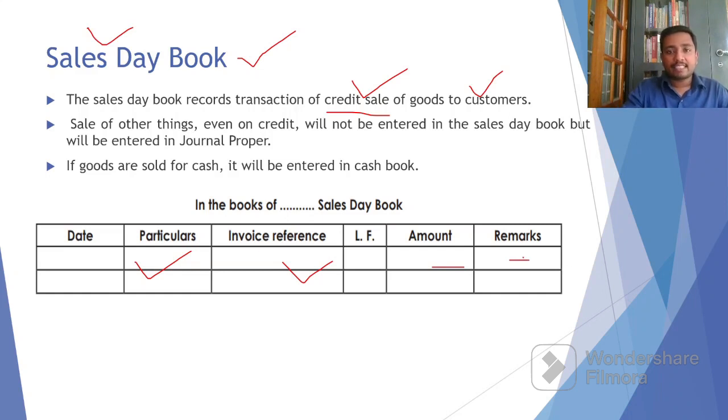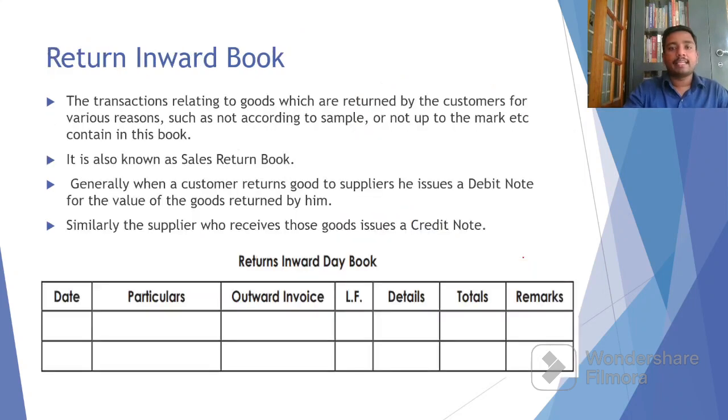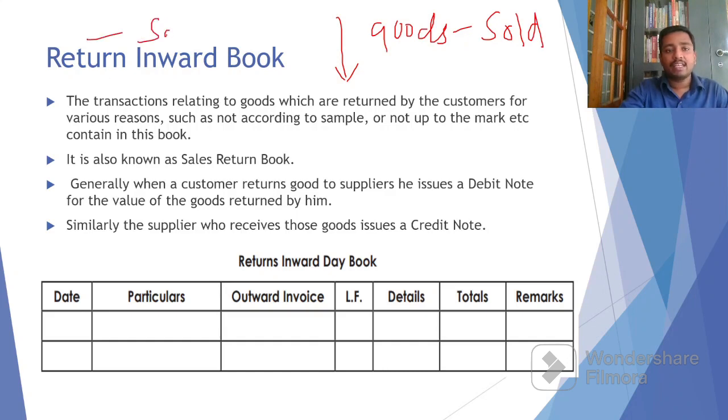Now coming to the next subsidiary book, that is the return inwards. I have mentioned what is inward, or what is coming back. That is, the goods are coming back. Which goods are coming back? What we have sold will be returning back. So here return inwards means it is related with the sales returns, correct? So this is also known as the sales return book.